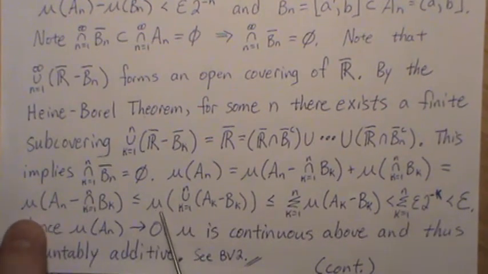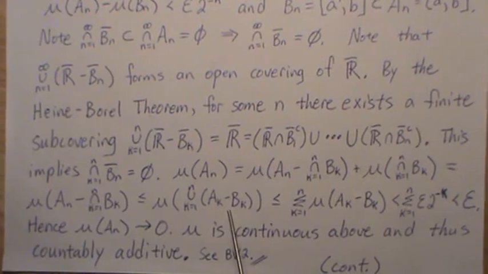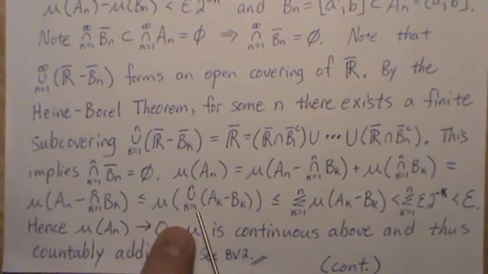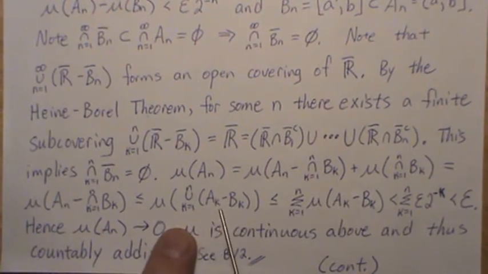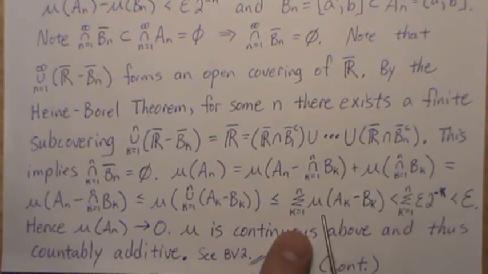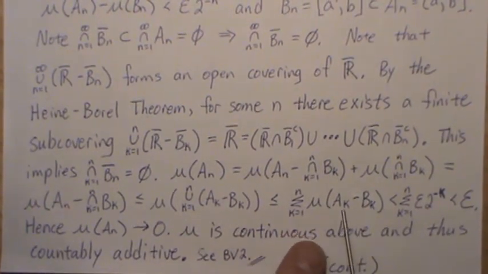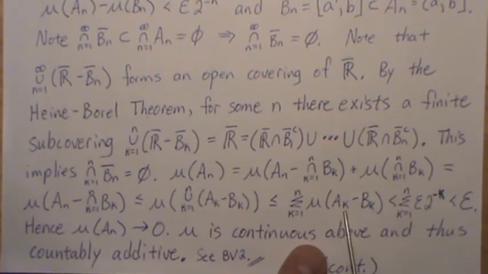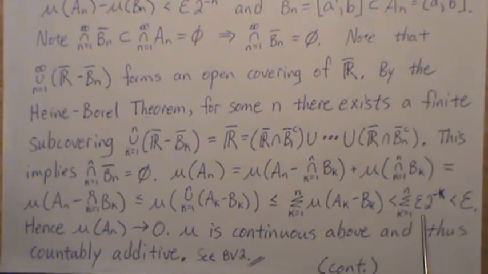So that means the measure of this larger set is greater than the measure of this set. So now the finite union of these sets is less than or equal to the sum of these sets. But we said the difference, we defined, or we created B_K such that this difference is really, really small: epsilon times 2 to the minus K.